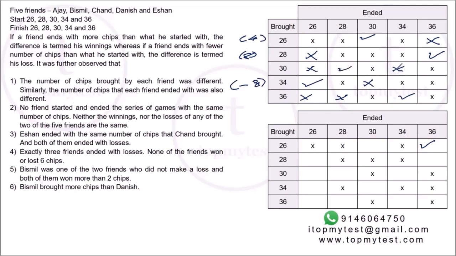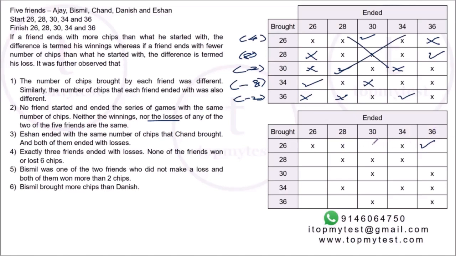This will be the case. So here 30 will end with 28. So this is minus 2. And this is also minus 2. Now 2 people cannot end up with the same loss. Losses of any of the 2 friends are not the same, right? So this scenario cannot exist. This is the scenario which works. Let's see what is the case.